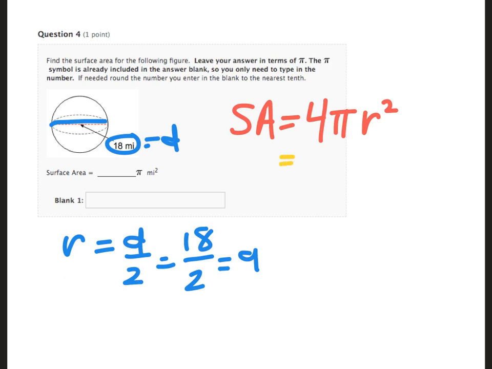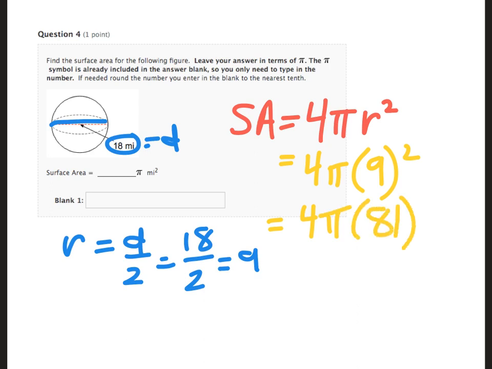So we're going to go ahead and plug that into my formula. We're going to do 4 pi times 9 squared. I'm going to go ahead and square 9 first. So I get 4 pi times 81. And then the last thing I need to do is multiply 4 by 81. So I'm going to do 4 times 81, and I get 324. So my final answer would be 324 pi.